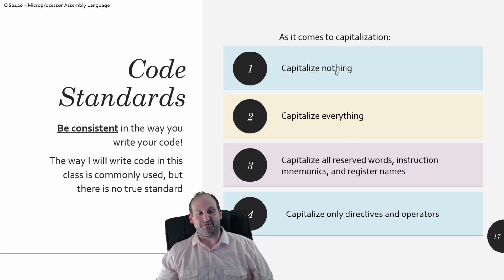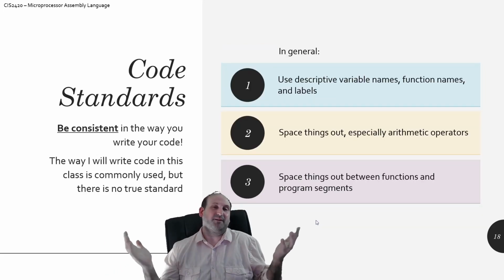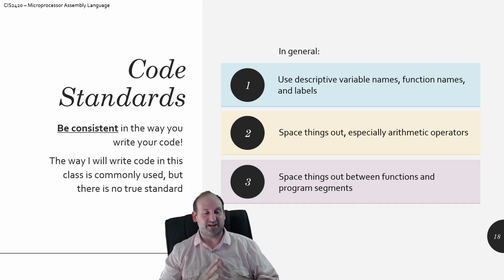This is usually how I fall down. I usually capitalize just the reserved words and not the mnemonics, but like offset and data segment and stuff like that gets capitalized, but nothing else generally does. And in general, this applies across the board for any language and any code you'll ever write.